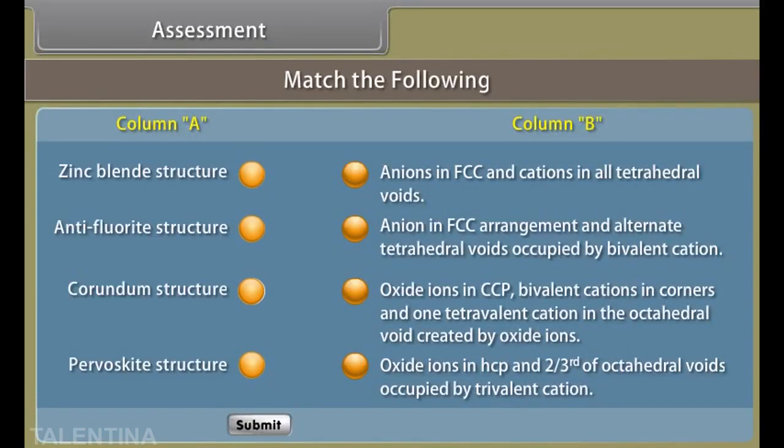Assessment. Before proceeding further, let us know how much you have learned. Match the following. Conduction of electricity in metals and semiconductors.